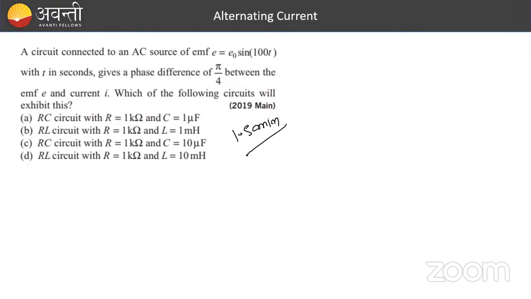You all have studied this topic, right? The question is very simple. You just need to see the phase difference given between EMF and current. You have to say which of the following circuits will exhibit this. With which pair is it possible?